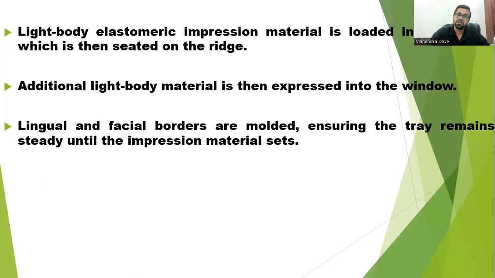Then a light body elastomeric impression material is loaded into the tray, which is then seated on the ridge. Additional light body material is then expressed onto the windows. Lingual and facial borders are molded, ensuring the tray remains steady until the impression material takes a firm set.